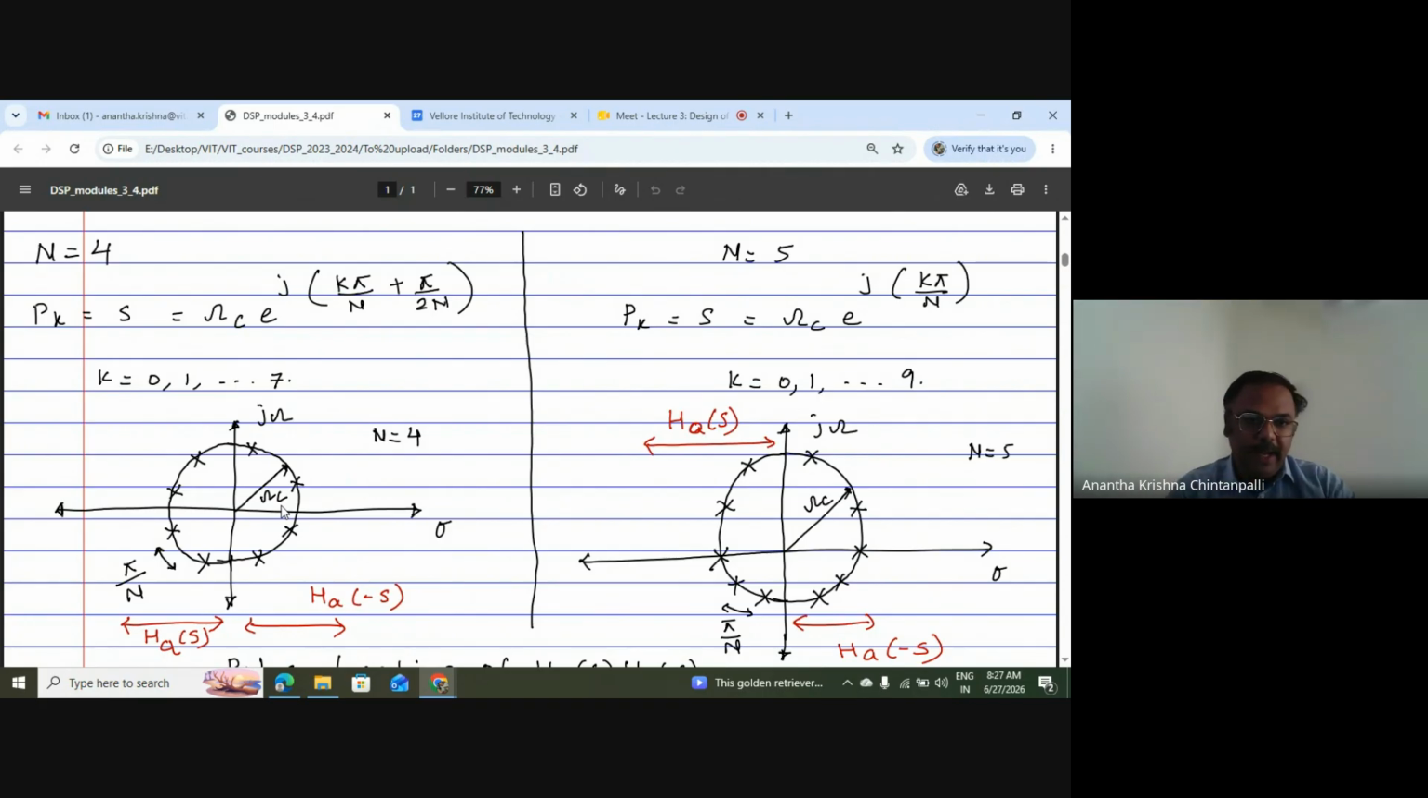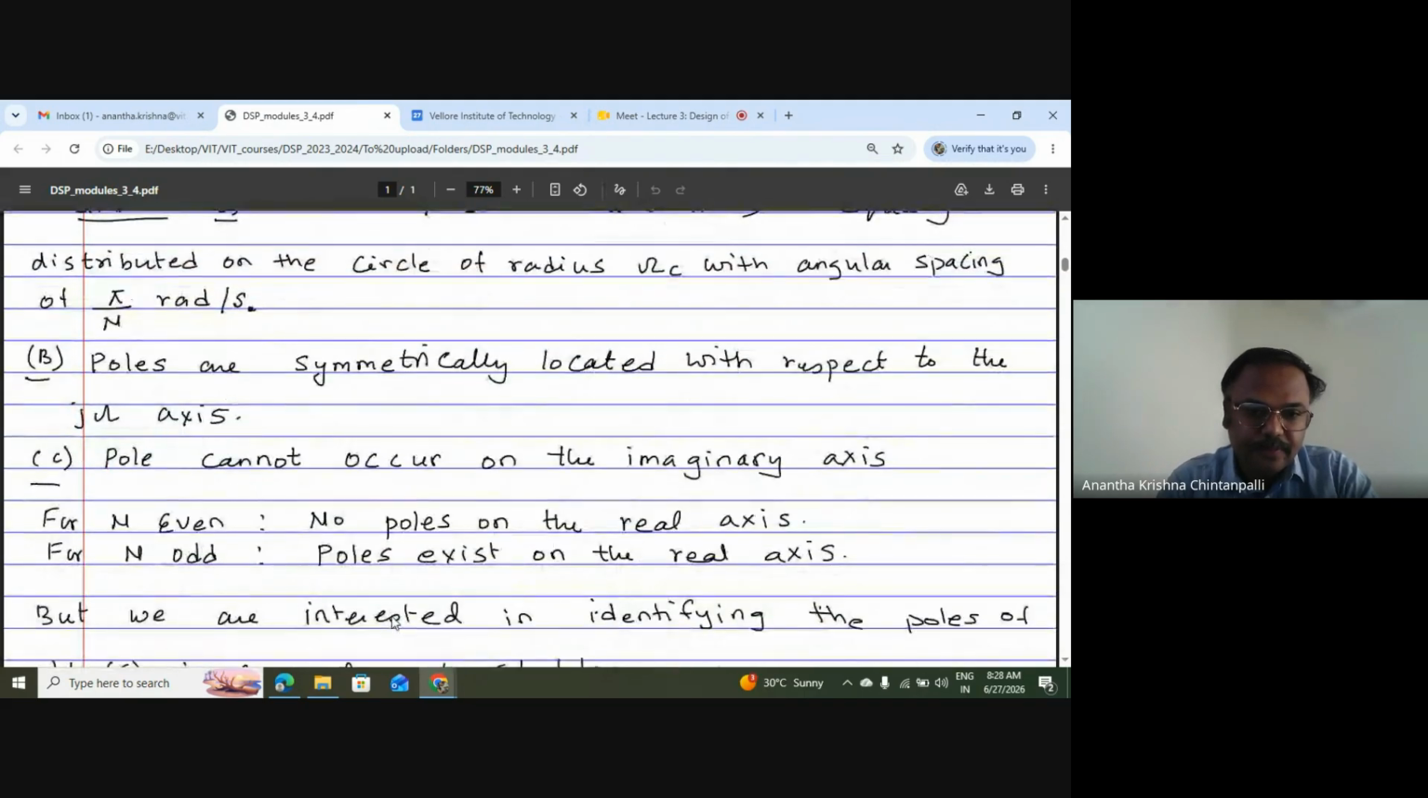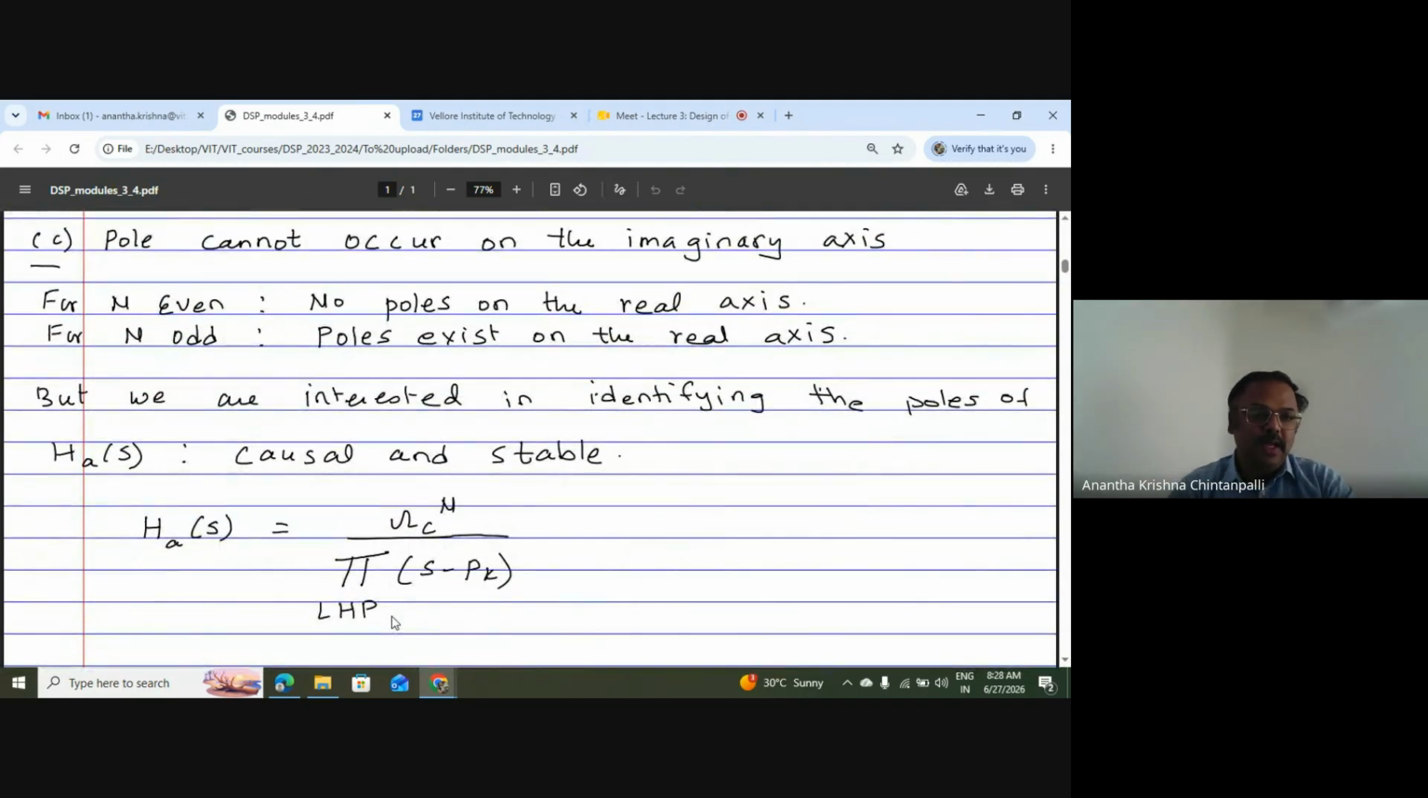And I will pick from this specific plot in such a way that the system function which I design is causal and stable. So I'm going to take the poles on the left hand side of the s plane. So the same thing applies here. On the right hand side, this is nothing but H of minus s, which we don't want to design. Okay, so H of s is causal. We need causal and stable.